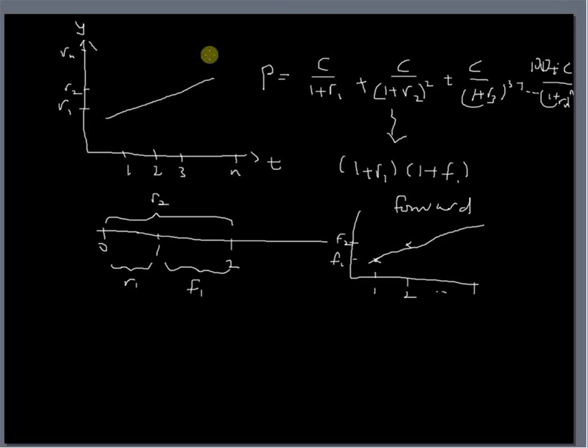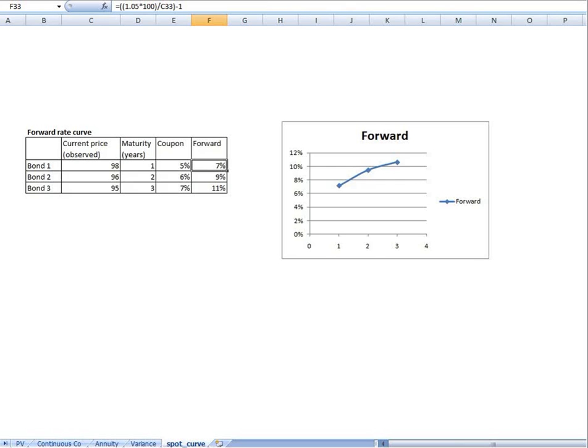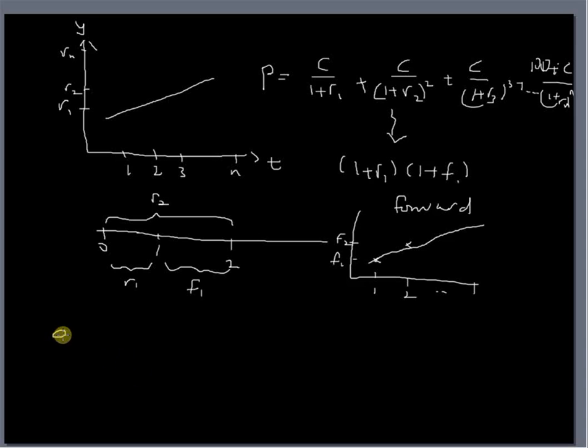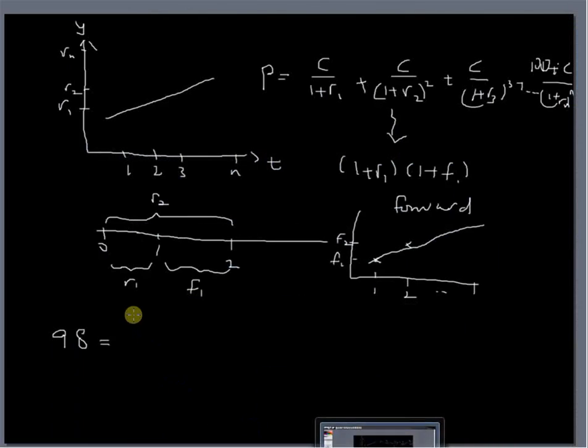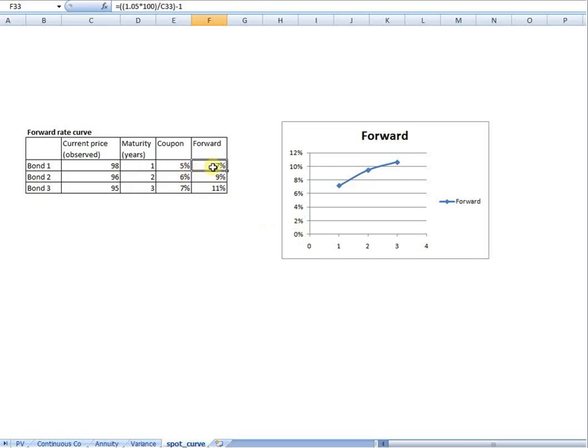Maybe I'll write it down. For year 1, assuming that you have a bond that is being quoted as 98 currently, and is paying 5%. At the end of 1 year you're getting $105, and you're asked to solve for R. This is a straightforward equation. You can solve for R. R will be 7%.